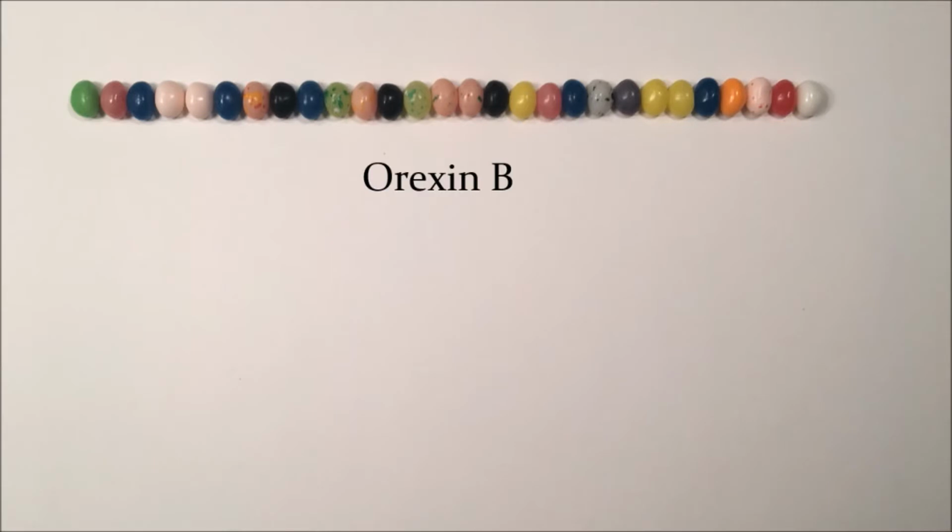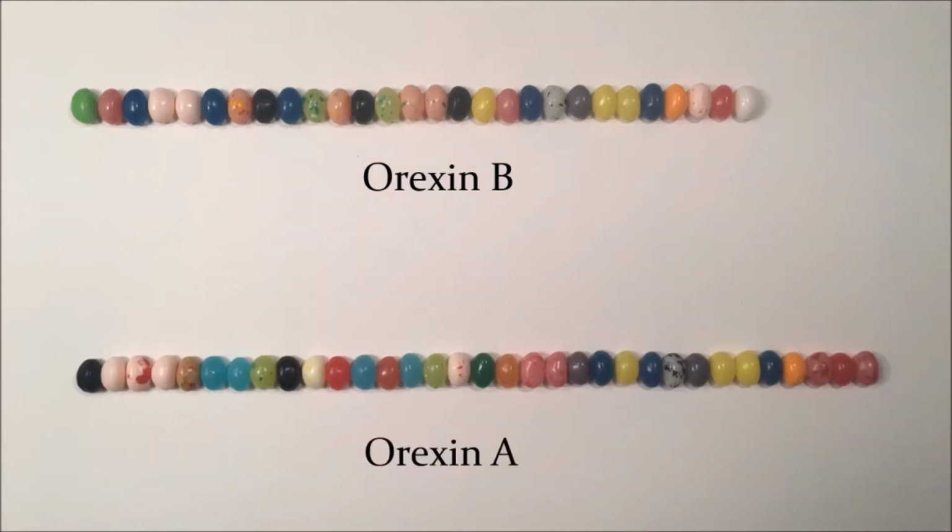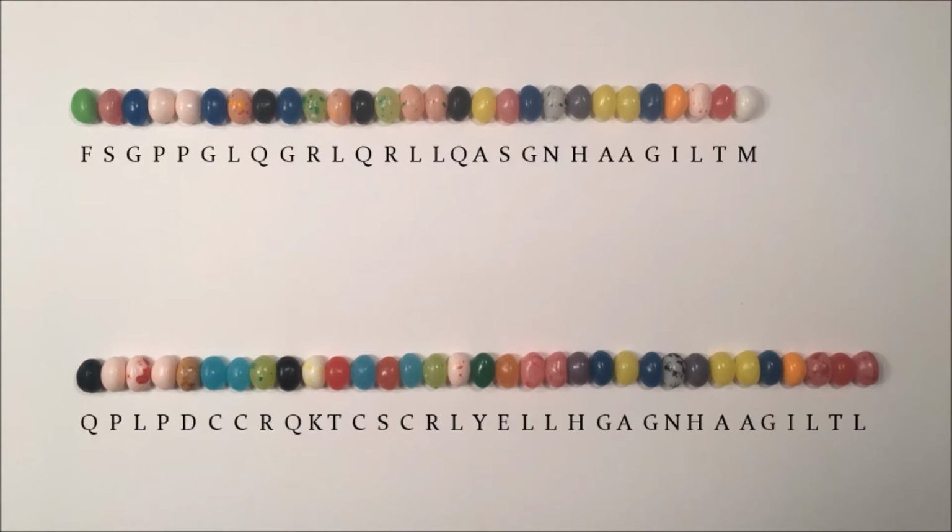Orexin B is the smaller of the two, with a chain length of only 28 amino acids. Orexin A is slightly longer, with a chain length of 33 amino acids. The two chains share approximately 46% of the same sequence identity. Now, as good as orexins look in candy form, let's take a look at their true 3D structures.